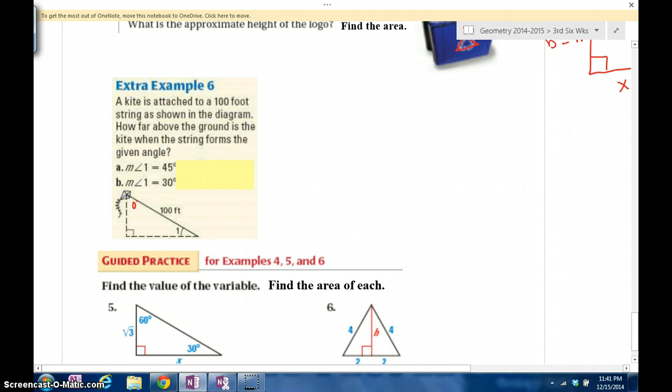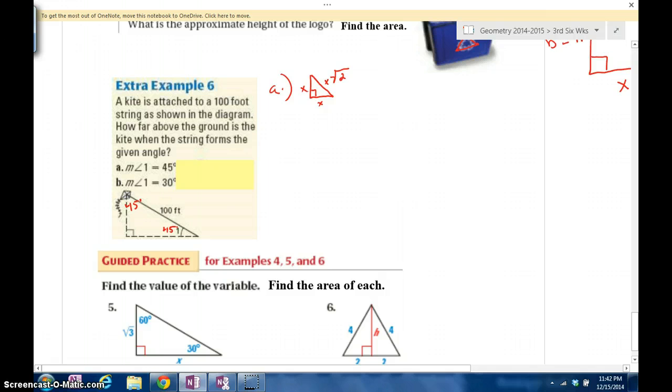Alright, so let's take case A. The measure of angle 1 is 45. So if this is 45, the other angle here has to also be 45. We want to remember our rule for the 45, 45, 90 triangle: x, x, x square root 2 for the hypotenuse. You should always have this around so you can look at it.